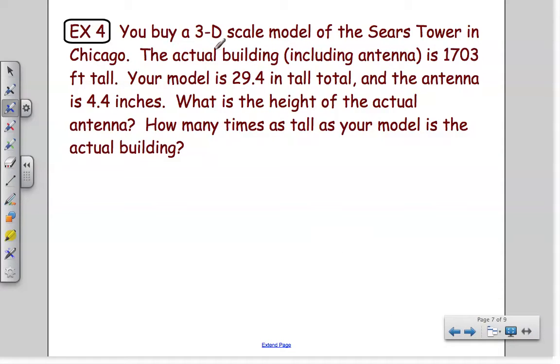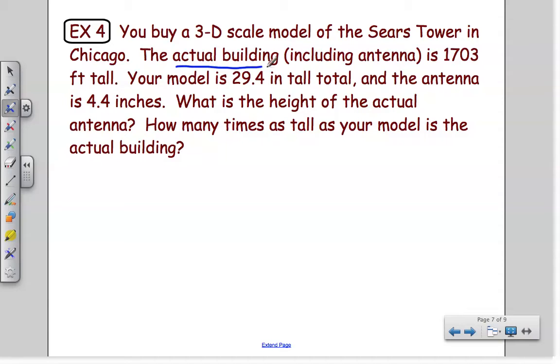You buy a 3D scale model of the Sears Tower in Chicago. Now the actual building, including the antenna, is 1,703 feet tall. Your model is 29.4 inches tall, total, and the antenna is 4.4 inches. What's the height of the actual antenna? And then, a second part, how many times as tall as your model is the actual building? Alright, we'll deal with the first part where we're trying to find the height of the actual antenna.